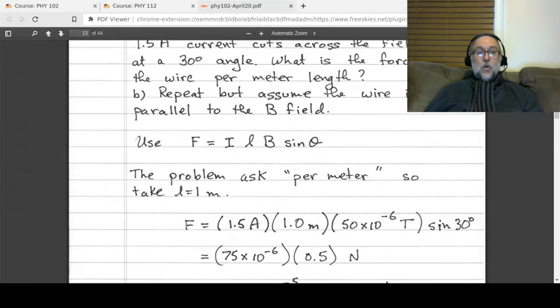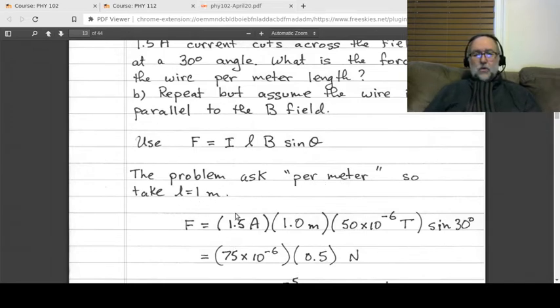So how does that work? Well, we're not talking a charged particle. I'll do an example of that in a minute. Rather, we're talking a wire, so it's more appropriate to use this particular form. F is equal to ILB sine theta. And I asked you to do it per meter. So let's just assume that we have 1 meter of wire inside of the Earth's magnetic field. So we'll set L equal to 1 meter.